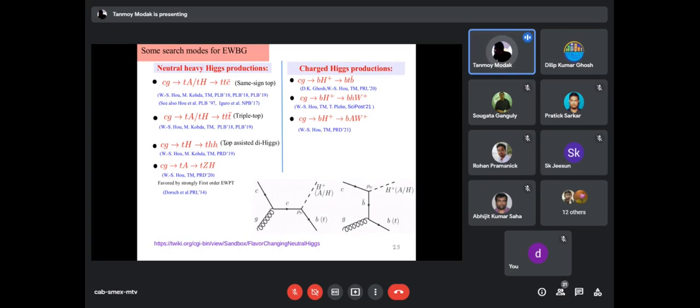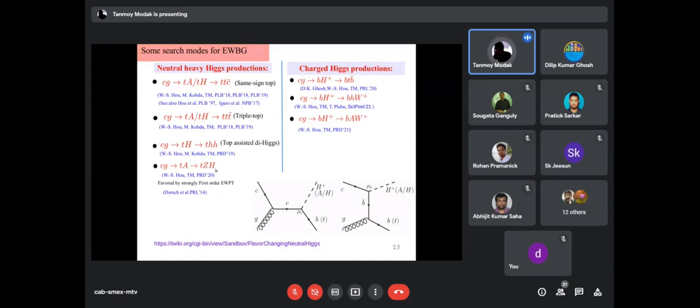And this is important because it gives some insight into how electroweak symmetry is broken, because it is connected to the Higgs potential, capital H to HH, which probes some parameter space of the Higgs potential. And you also have capital A to Z boson and H. This process is important because it has been shown in this paper that the capital A to Z boson H decay is favored by a strongly first-order phase transition.